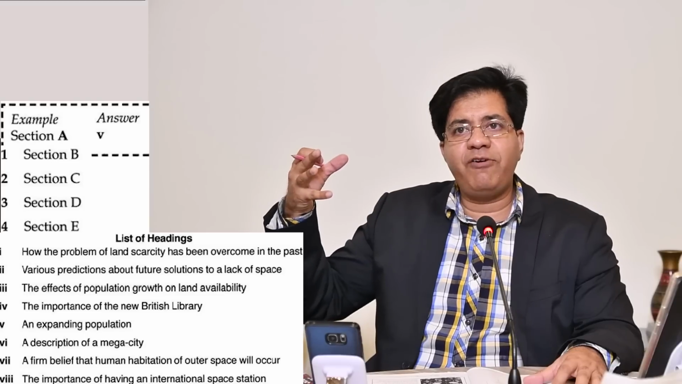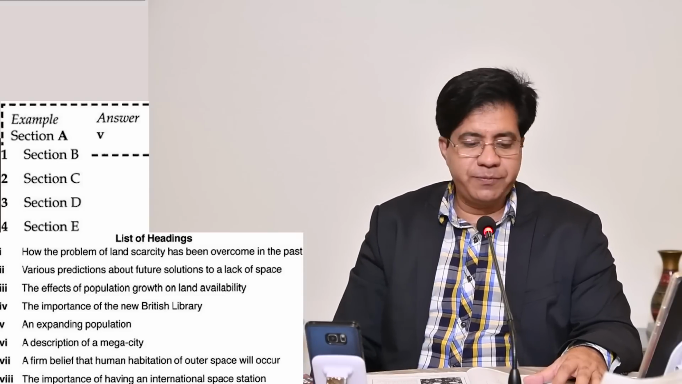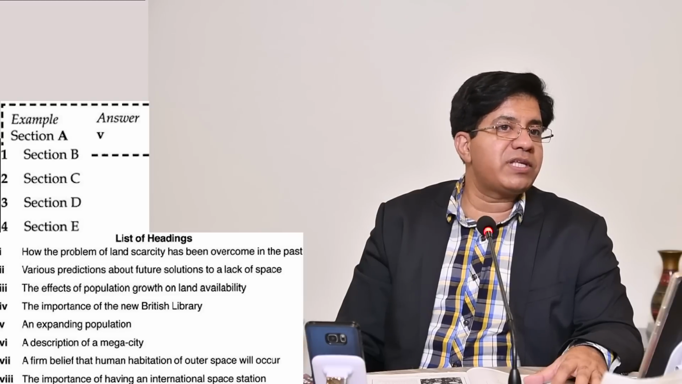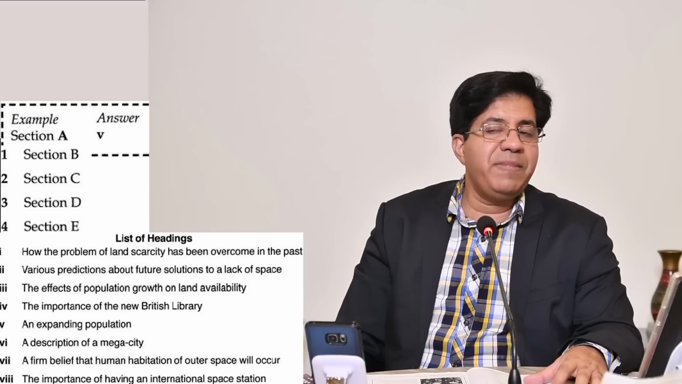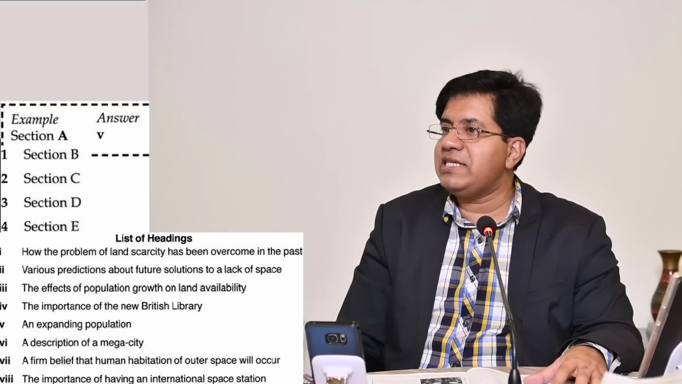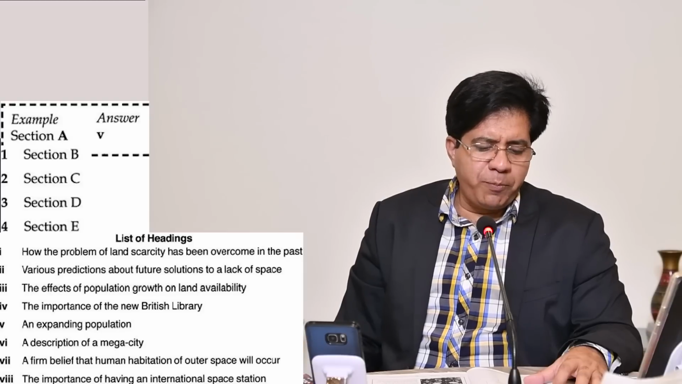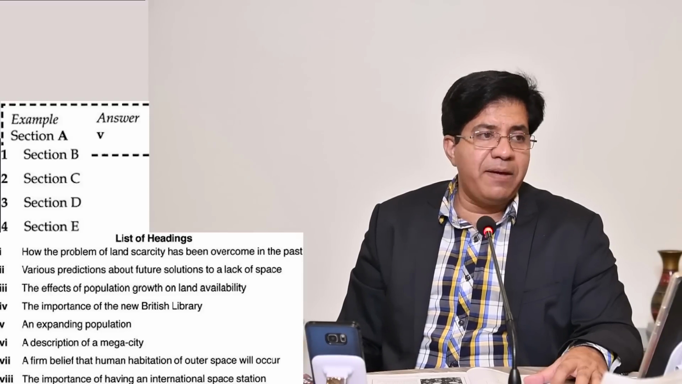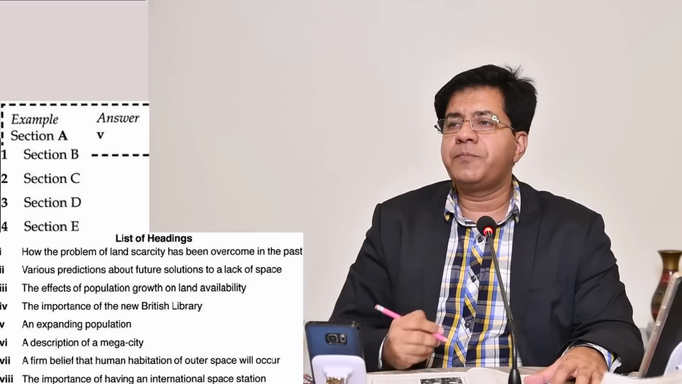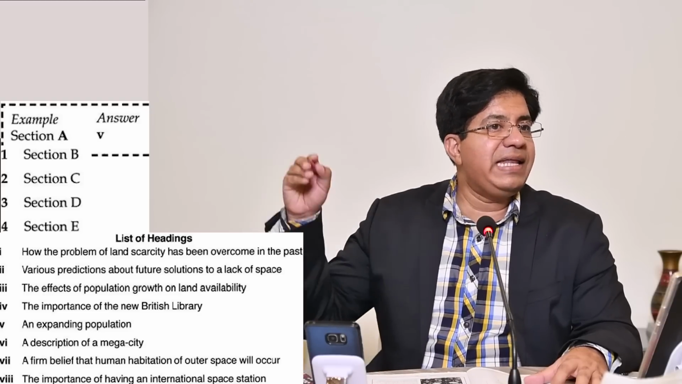So the last paragraph or second last paragraph will give you the hint about the future. And for the future, they will again use the same predictions: estimated, expected, by 2050, by 2080, anything like that. Heading number 3, effects of population growth on land available. Population is the main word. They might use the numbers: billion, million, trillion.